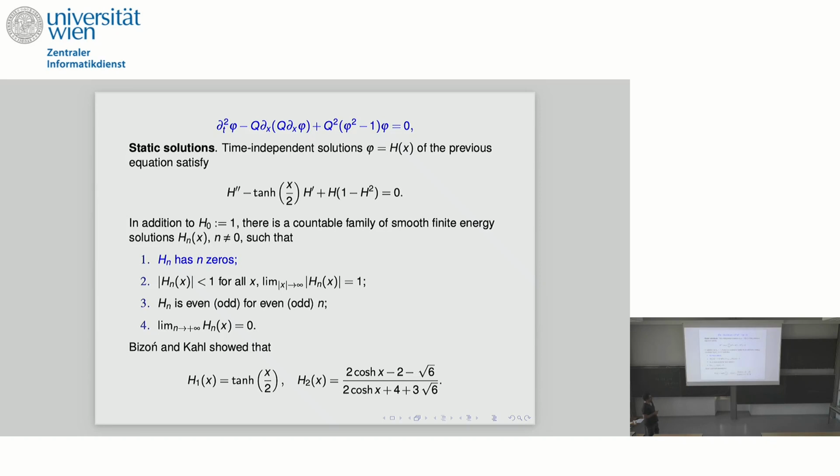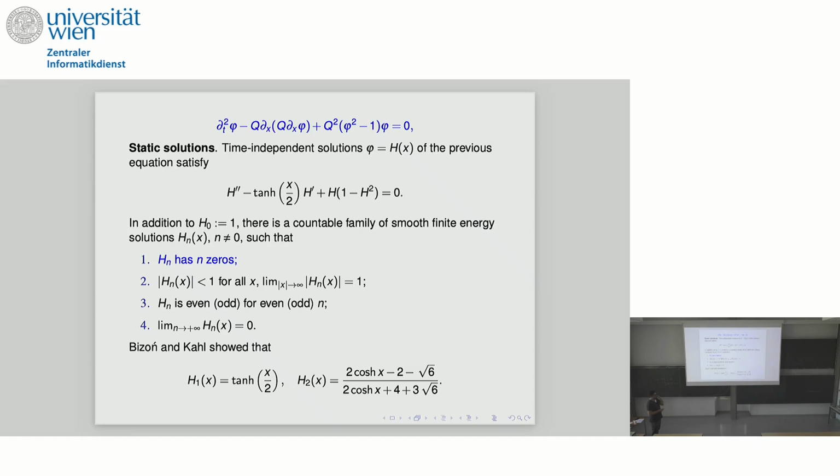So Hn has n zeros. There is a one-to-one correspondence between n and the zeros of Hn. Additionally, all the Hn are bounded by 1 in absolute value, and the limit at infinity is 1 or minus 1. Hn is even if n is even. Hn is odd if n is odd. And finally, the pointwise limit of Hn when n tends to infinity is 0.